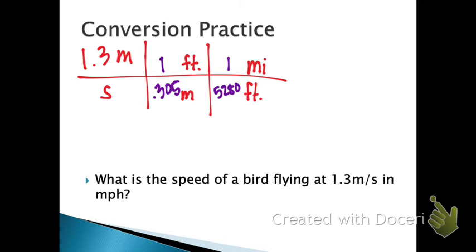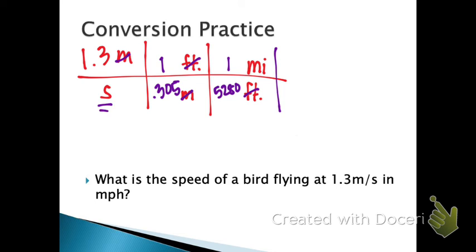If I stopped right there, meters would be canceled, feet would be canceled. So what would my units be if I stopped right now? Miles per second. Right? If I did the math, my speed unit would be miles per second. But I don't want miles per second. I want miles per hour. So now let's think about this.